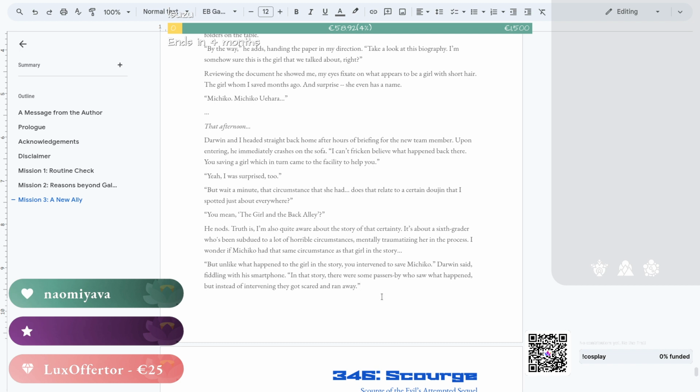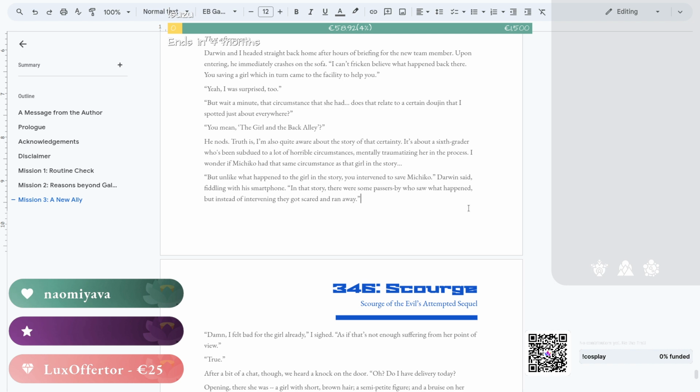So, unlike what happened in the other story, you intervened to save Michiko, fiddling with the smartphone. And this line here, that in that story, there were some passers-by who saw what happened, but instead of intervening, they got scared and ran away. That's one of the attention to details in chapter 1 of Shoujo to Uraroji, where there were some passers-by and the guy just kept screwing Maiko Kutsu, the 6th grader. I'm just calling her Maiko Kutsu, or Kutsu Maiko, whatever that is. Maiko is her first name.